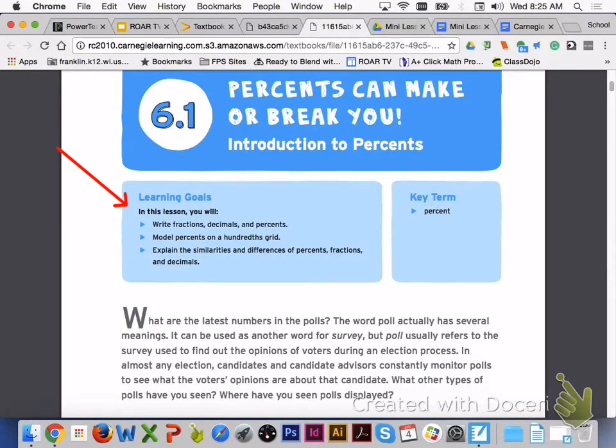Hi class, in lesson 6.1 you will be introduced to percents. Learning targets for today, you will write fractions, decimals, and percents, model percents on a hundredths grid, and explain the similarities and differences of percents, fractions, and decimals. A key term to look for in lesson 6.1, percent.